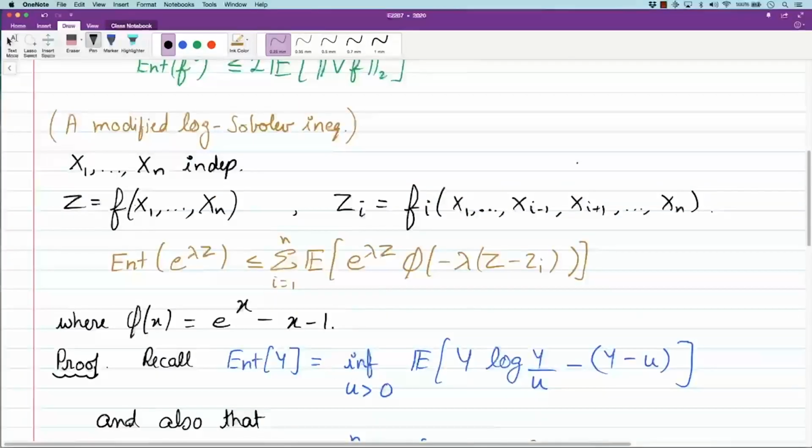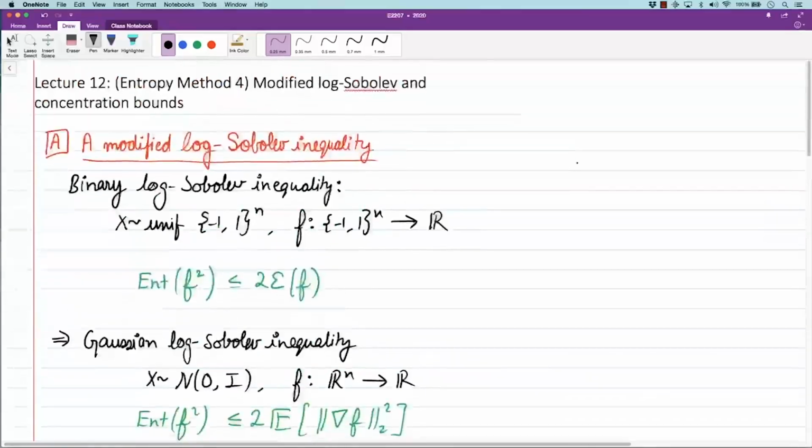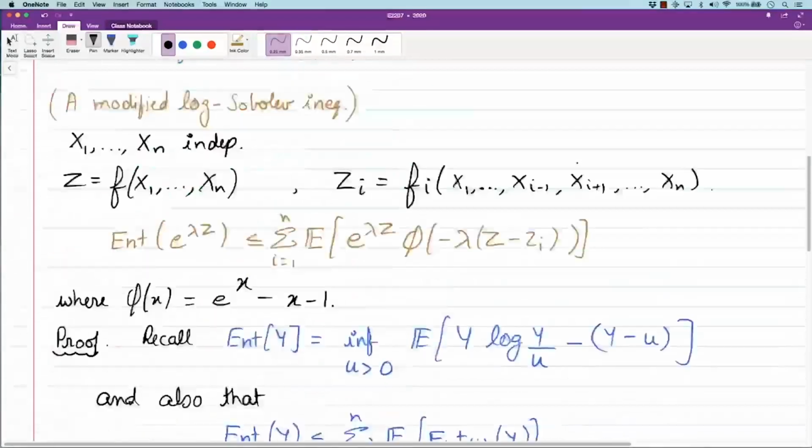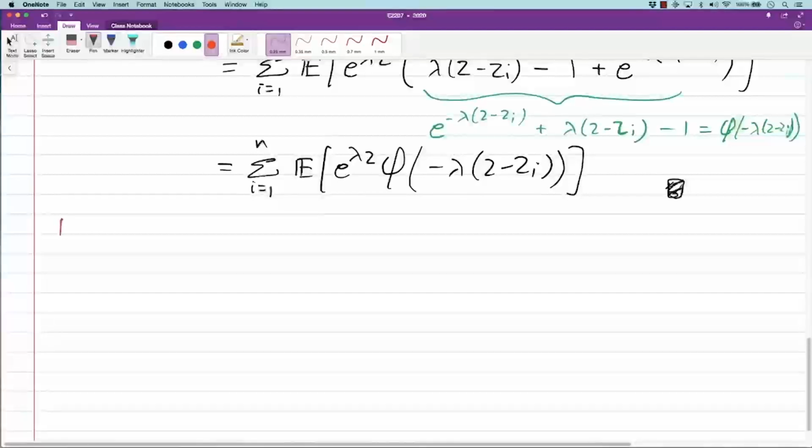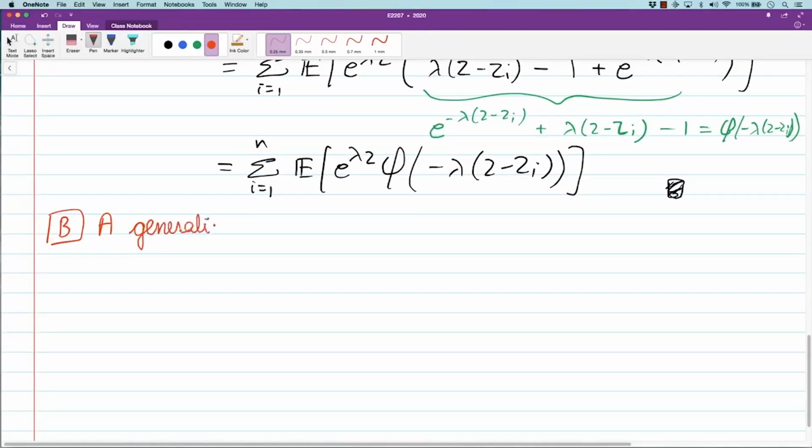Okay, so now that we have our modified log-Sobolev inequality, we move to the second part of the lecture where we use it to derive a concentration bound. Okay, so that's the second part of the lecture. So, a generalization of McDiarmid's bound.